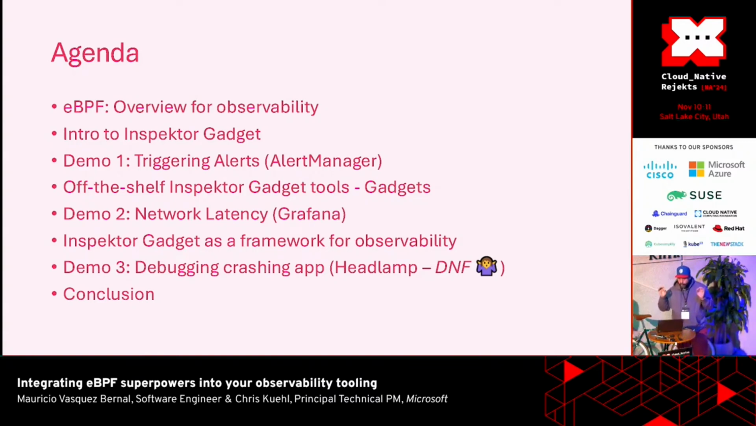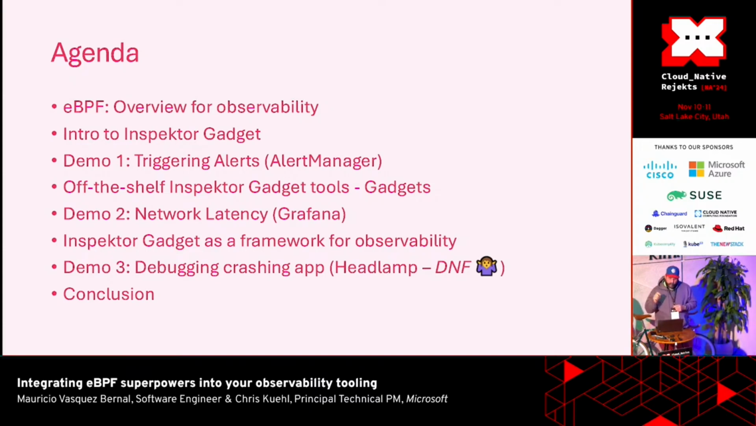And I'm going to be running through the slide portions of this because this talk should really focus on the demos. So we have one demo is going to be about triggering alerts, showing you how to use eBPF programs and the Inspektor Gadget tooling to basically do alert generation. We're going to then look at how you can get these basically off-the-shelf BPF tools. We call them gadgets inside of the Inspektor Gadget project, and we're going to talk about those a little bit.